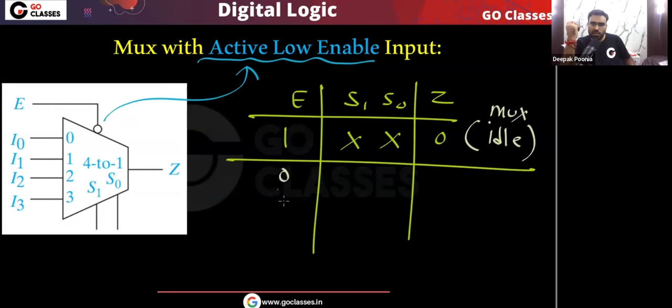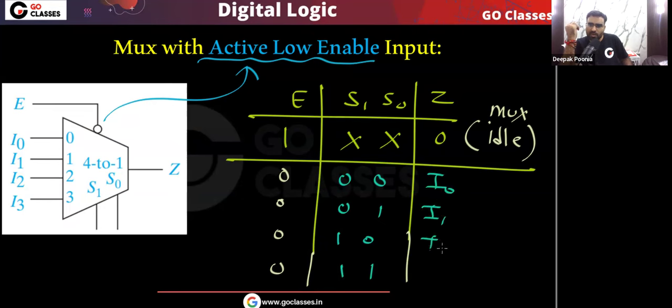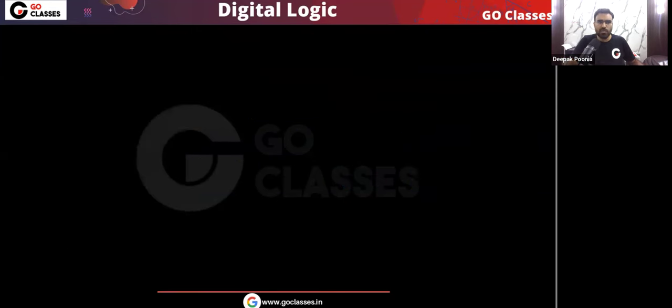And you can see when the enable is low, then there will be normal behavior. You already know the normal behavior, that is the select lines can be 00, 01, 10, 11. When the select lines are 00, then the output will be I0, then I1, I2, I3. Okay, so that's it. This is your multiplexer with active low enable, active high enable. I hope you understood. So this is the multiplexer chapter.